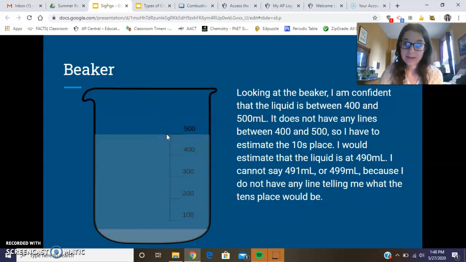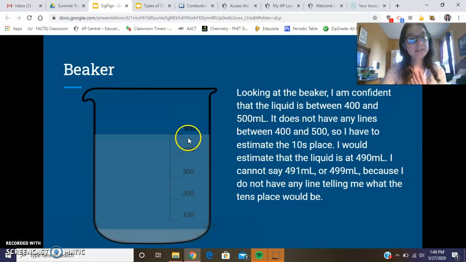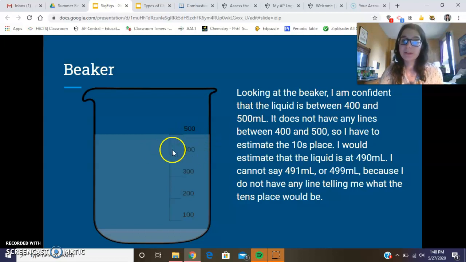So where I'm estimating is actually going to be the tens place, because there is no line to tell me that I've reached 450 or anything like that. I only have a line that tells me the hundreds place. So I'm going to estimate that the liquid is at 490. To me, it doesn't look like it's reached 500. So I'm going to report that there are 490 mils of water in this beaker. I can't say 491, I can't say 499, because there's nothing telling me that is in the ones place. So my estimate is that second digit.